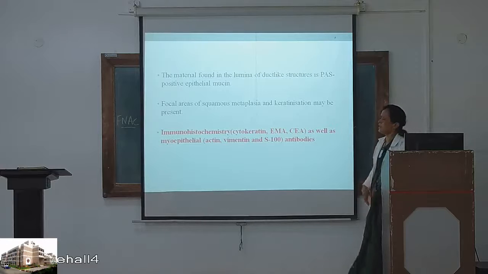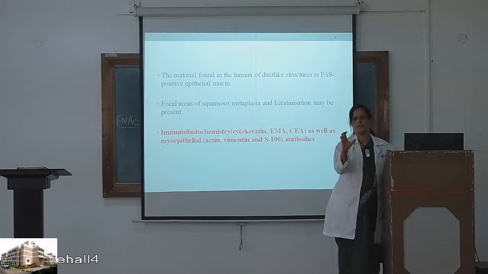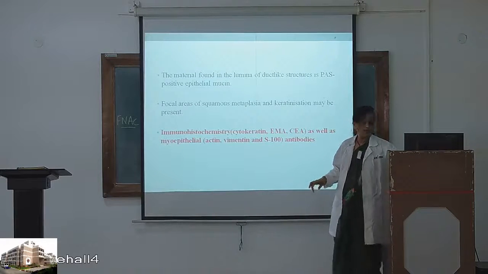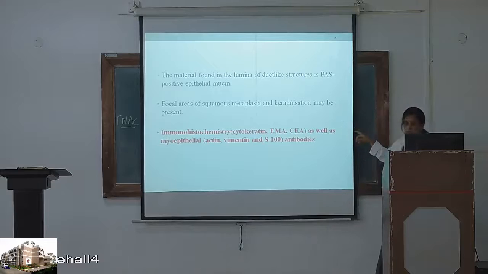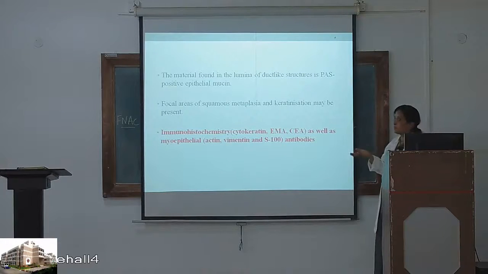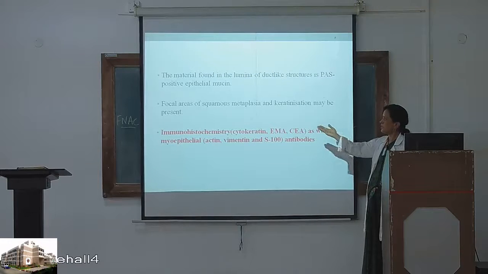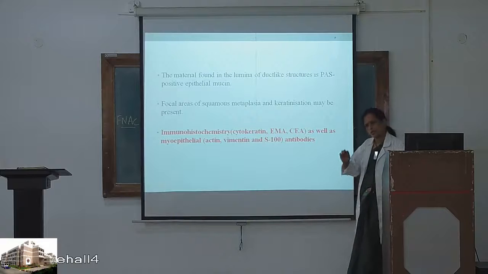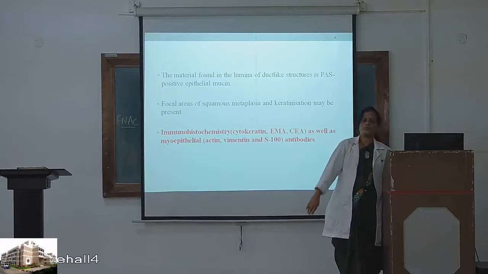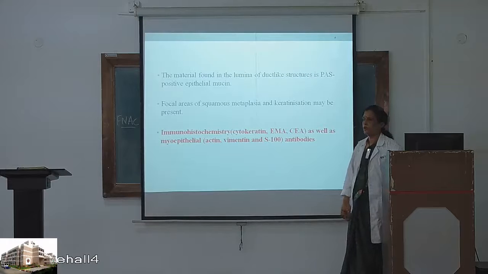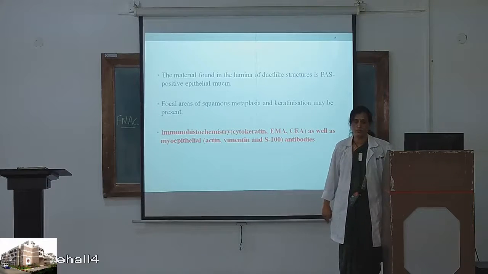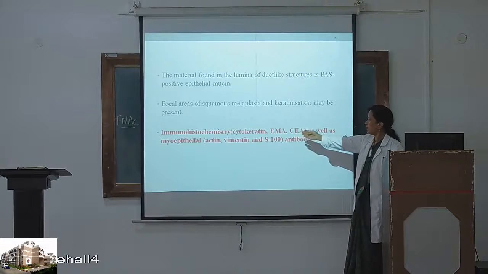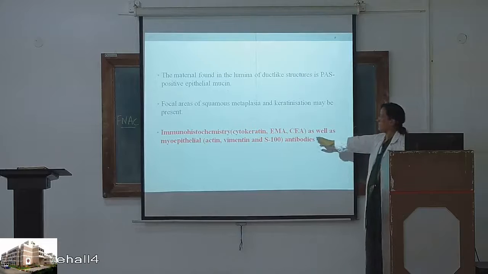When these cells are arranged in the form of ducts, what do ducts contain? Secretion, right? So even here, the secretion may be present. And if we do a special stain, PAS, it becomes magenta colored. In focal areas, squamous metaplasia could be there. The morphology is so clear that it's very easy to make a diagnosis of pleomorphic adenoma. Or if somebody insists that histochemistry has to be done, the markers are cytokeratin, epithelial membrane antigen, and then CEA.